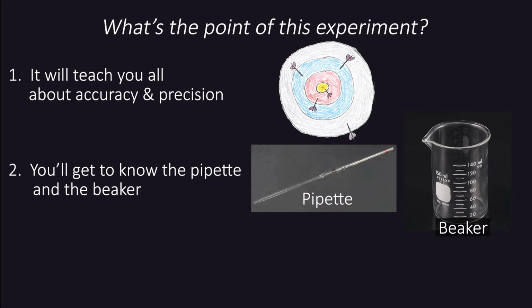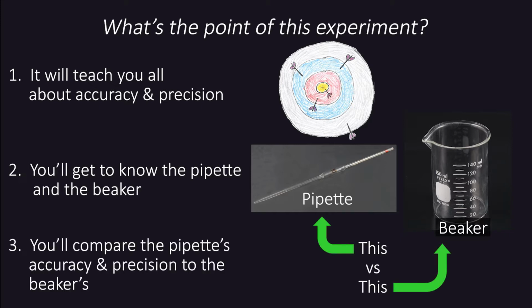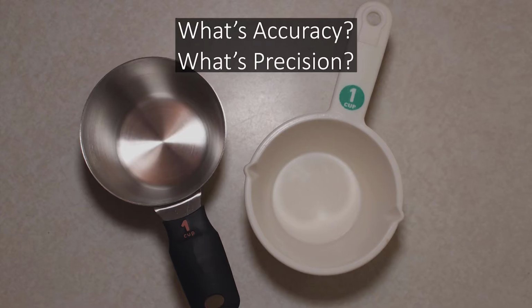2. It will introduce you to two different pieces of lab glassware, the pipette and the beaker, and teach you how to read them. And 3. It will help you evaluate the accuracy and precision of these two glassware pieces. Having some experience with these pieces will help you select the right glassware to measure stuff out with in later experiments.